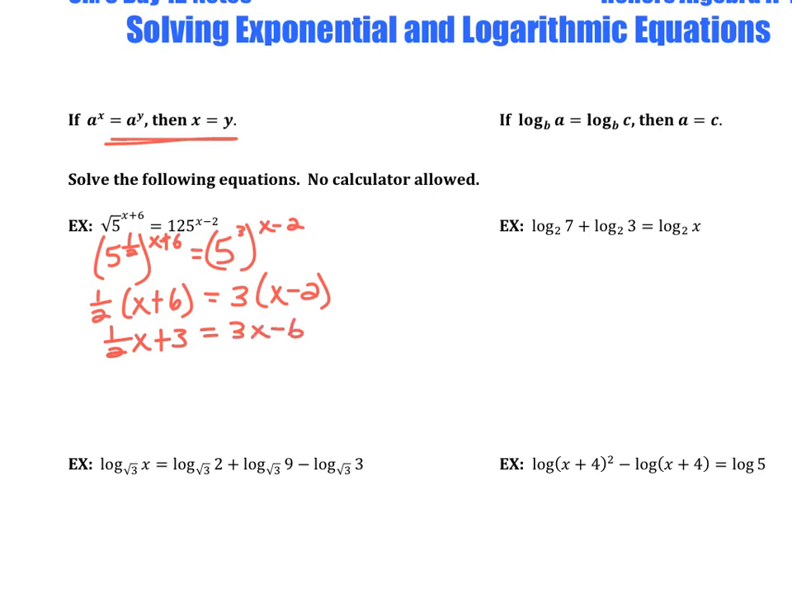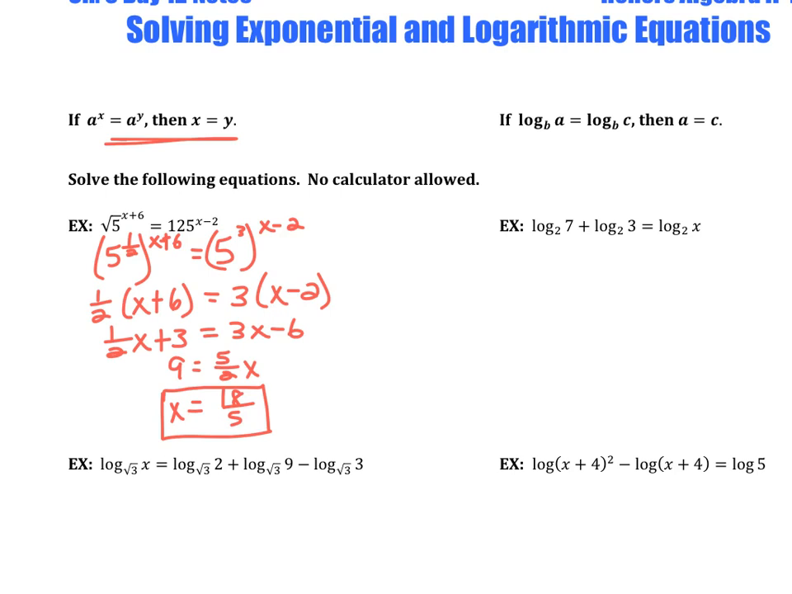If I get my variables on one side of the equation and my constants on the other, I'm going to have 9 is equal to 5/2 x. And then if I multiply both sides of the equation by 2/5 to get rid of the 5/2, I'm going to have that x is equal to 18/5. Notice all of that being done without use of a calculator.